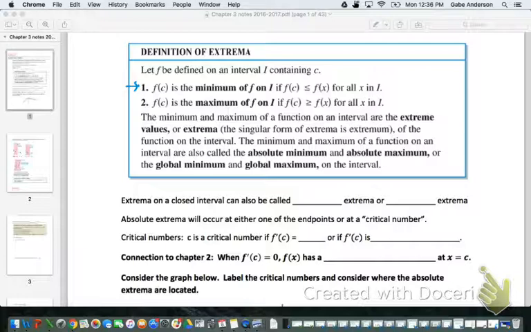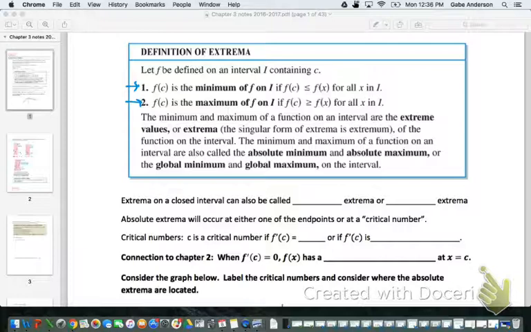Well, of course, number 2 is similar. The only thing that's different is that this is a greater than or equal to instead of a less than or equal to. And so, we think of a maximum as being the highest point on an interval. That means that it is as high or higher than all the other points on that same interval.